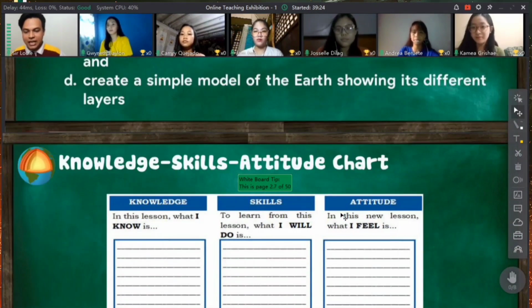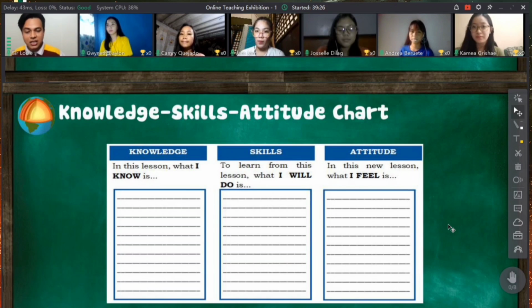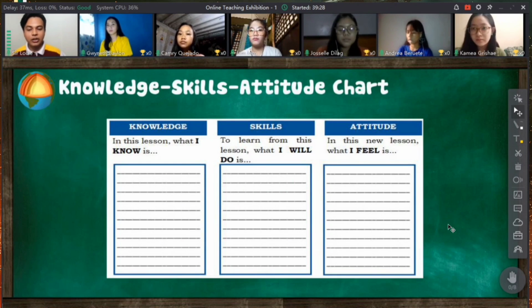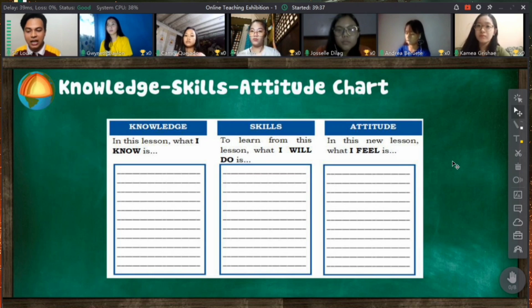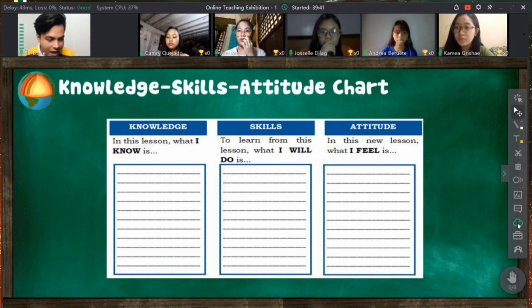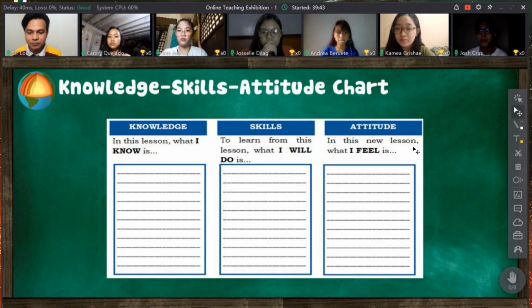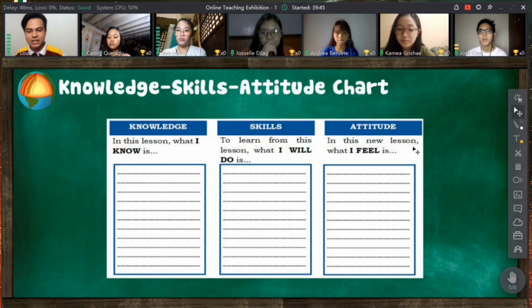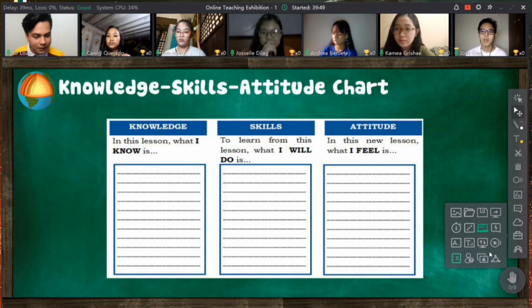But before that, let us take this knowledge, skills, attitude chart or the KSA chart. So basically, our topic is about the interior of the Earth. So let us answer this chart. So for the knowledge in this lesson, what I know is. So let us have a volunteer. Anyone? What do you know about this topic? Do you have something in mind?